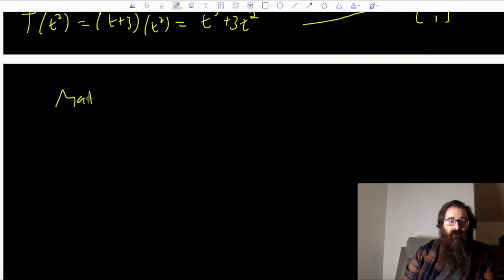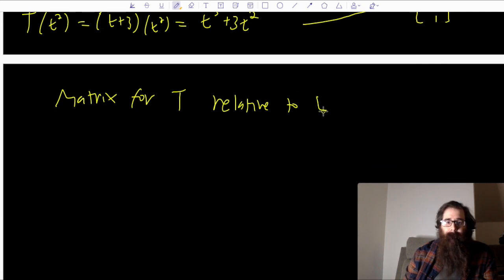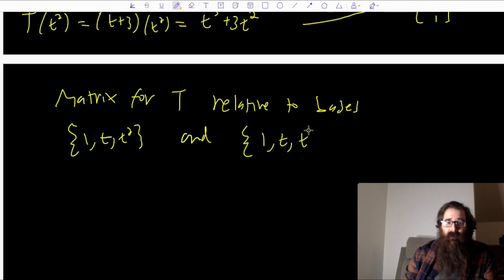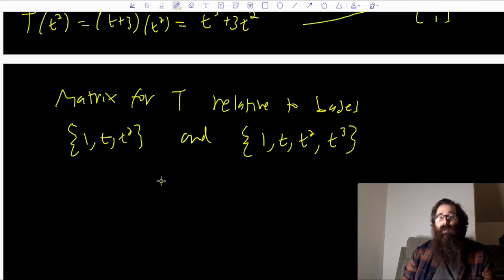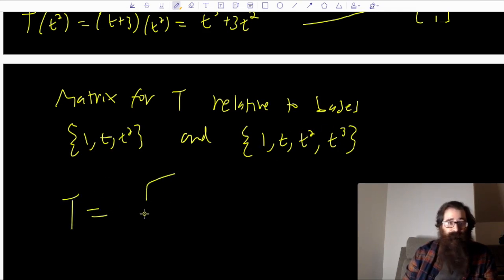So we'll say the matrix for T relative to bases 1, t, t squared. This is the standard basis for polynomial space P2, and the basis 1, t, t squared, t cubed. This is the standard basis for polynomial space P3, and I didn't use this. I started with my input basis. I started with the basis in polynomial space P2. What it gave me is something relative to this other basis. So that's what I'm talking about now with these output vectors. That matrix for T, you got it.